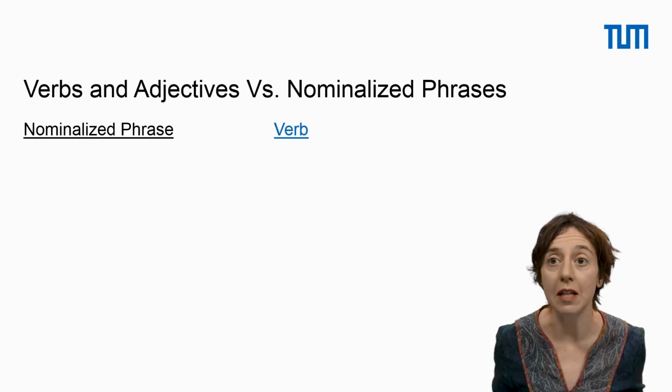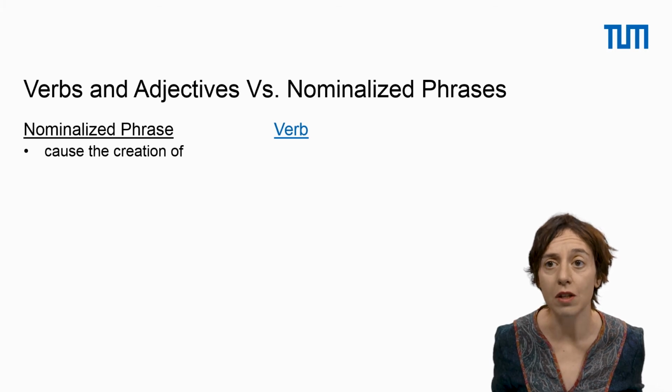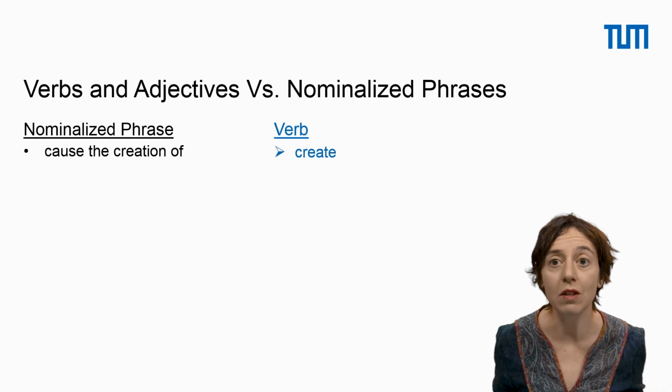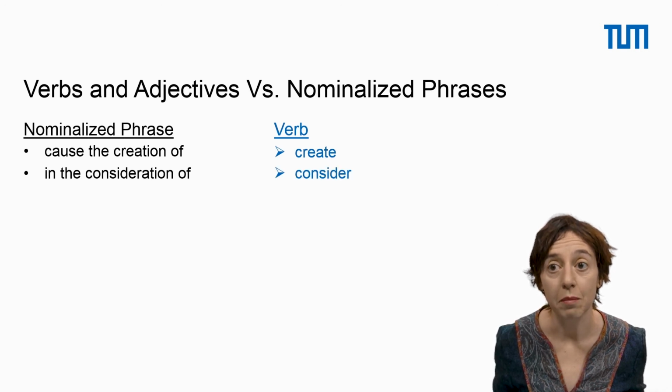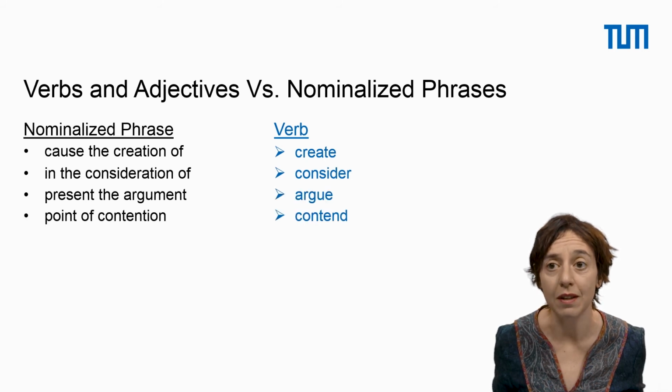Text 1 uses nominalized phrases created from both verbs and adjectives. Here we can compare the individual phrases. For the phrase cause the creation of, the essential meaning lies in the verb to create. Using cause in the nominalized phrase doesn't really add any meaning, it just makes it a longer, more difficult to read phrase. Similarly, in the consideration of can be replaced with the verb consider. Present the argument with argue. Point of contention with contend, and deliver proof with the very simple prove.